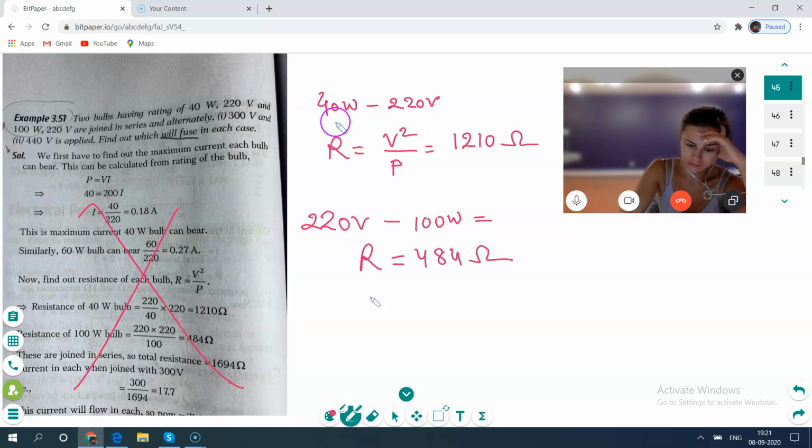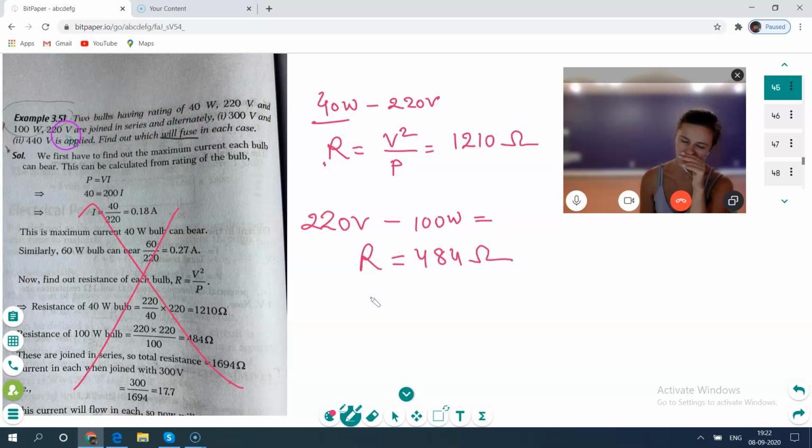You also know that the 40 watt bulb is going to be fused. Correct? 40 watt means 40 joules per second. You also know that the 100 watt bulb can resist up to 100 joules per second. If it is producing more heat per second, like 120, it will get fused. Am I right?